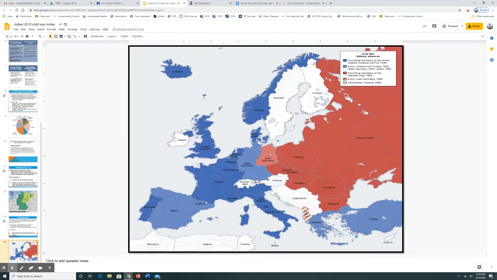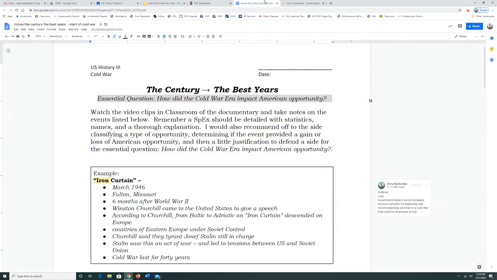And then the Iron Curtain that's mentioned by Winston Churchill in the first part of the video is the line between the Soviet Union and the democratic powers of Western Europe. Okay. Once again, if you read this over, it'll give you a quick overview of the Cold War era, and then you can get into the movie notes. It will make a little more sense.